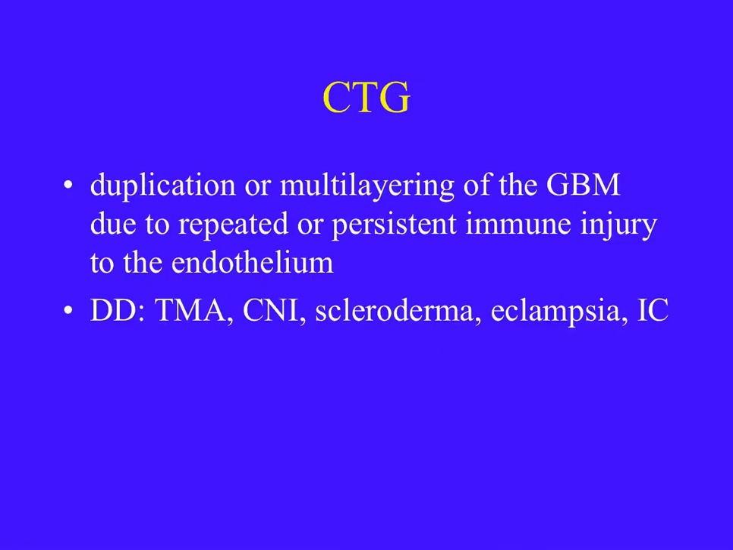The glomeruli now, in a chronic rejection case, may develop chronic transplant glomerulopathy, which is defined as duplication or multilayering of the glomerular basement membrane due to repeated or persistent immune injury to the endothelium. This appears as double contours of the glomerular basement membranes on the silver stain. However, please bear in mind that this is not a pathognomonic feature of CTG only. It may be seen with thrombotic microangiopathy, scleroderma, immune complexes, eclampsia, or CNI toxicity.